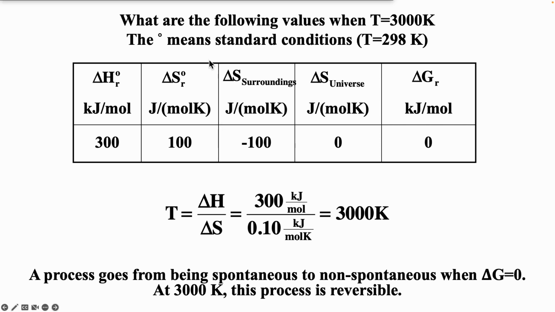And so if we ask, what are the values at 3000 Kelvin? And so again, at the transition, delta S universe is equal to 0, which means delta S surroundings equals the negative delta S of the system, and delta G would be equal to 0. And so this is at 3000 Kelvin, because at the transition temperature, the reaction is reversible.